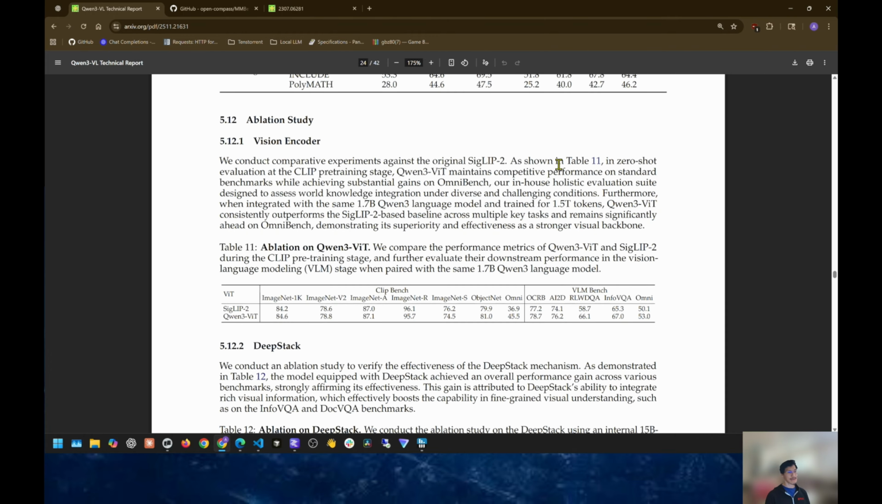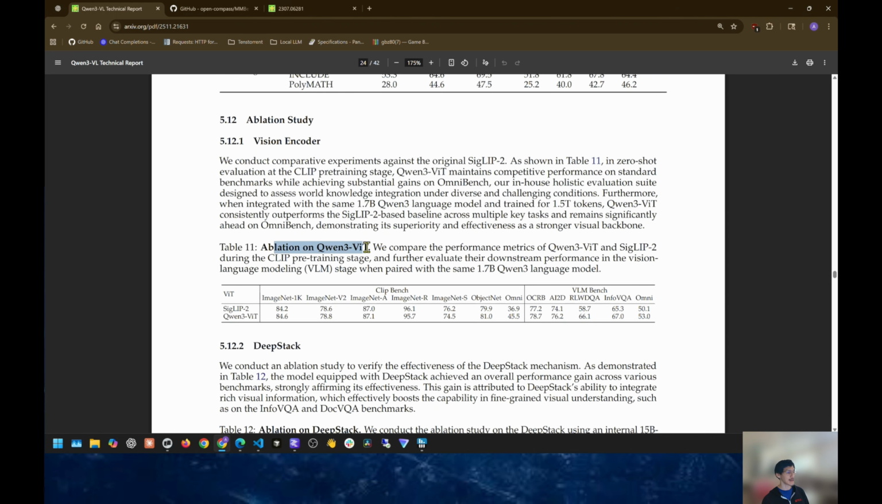Oh, that's interesting, because I always had this assumption that the Qwen3 vision encoder was SigLIP 2, but they kept saying DeepStack, and that's the vision transformer that they're using. So here, I think they're testing the difference, like if we were to use the vision transformer versus the SigLIP 2 encoder, how much better are we going to do?